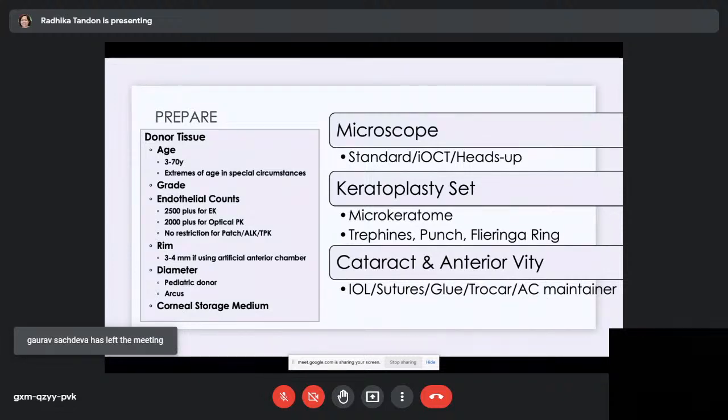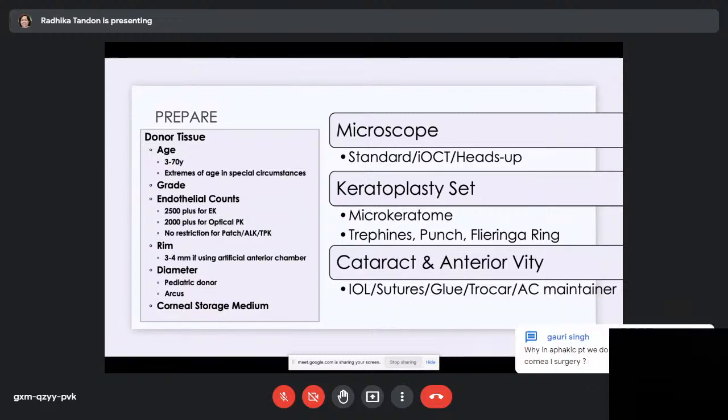So don't forget, when you're grading a cornea in the eye bank, and it's a pediatric cornea, write a few notes there and even put that up in your list, so that when the surgeon is planning which cornea to use or allotting the case, they take all this into consideration. And of course, the corneal storage medium, all this is important.